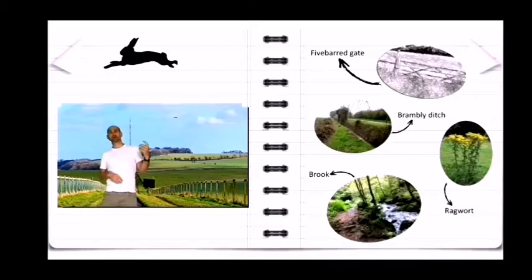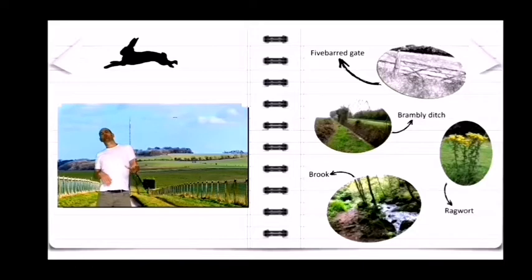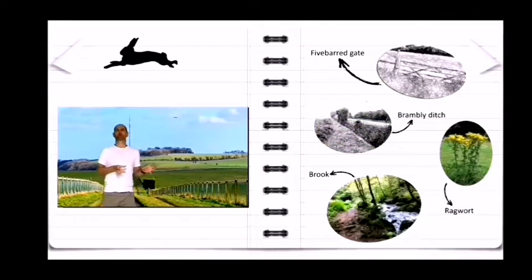So ragwort is a weed that grows all over the place in the countryside, but it is very poisonous to horses. It looks quite pretty, it's yellow, it's nice, but it is quite dangerous. You've got the word brook. A brook is like a stream, a cross between a stream and a river. So it talks about that brook running through the countryside.